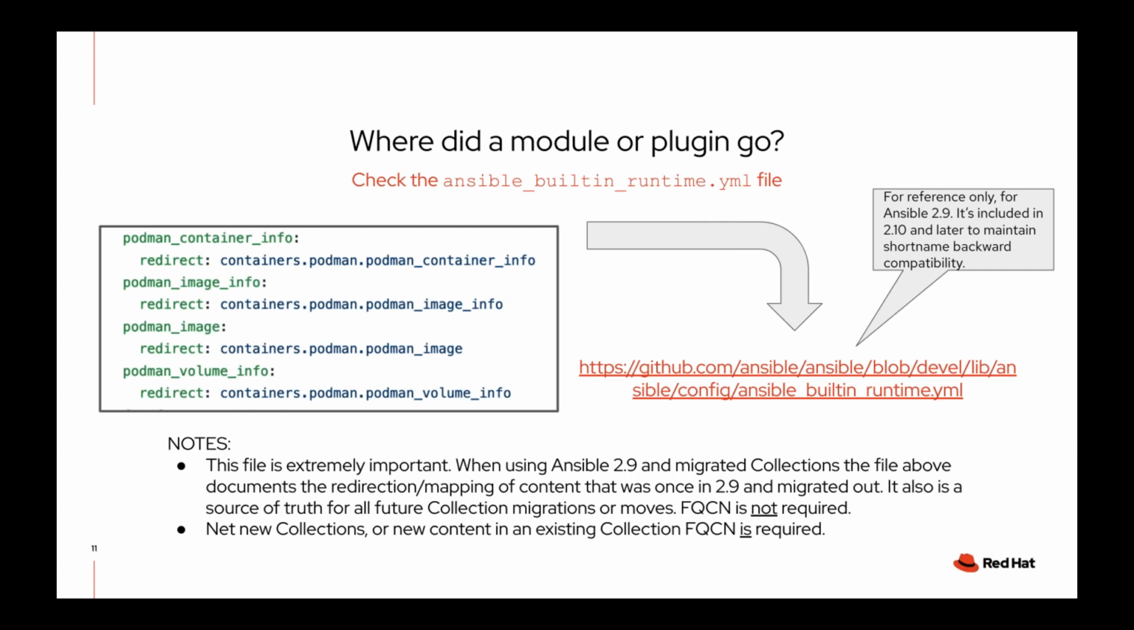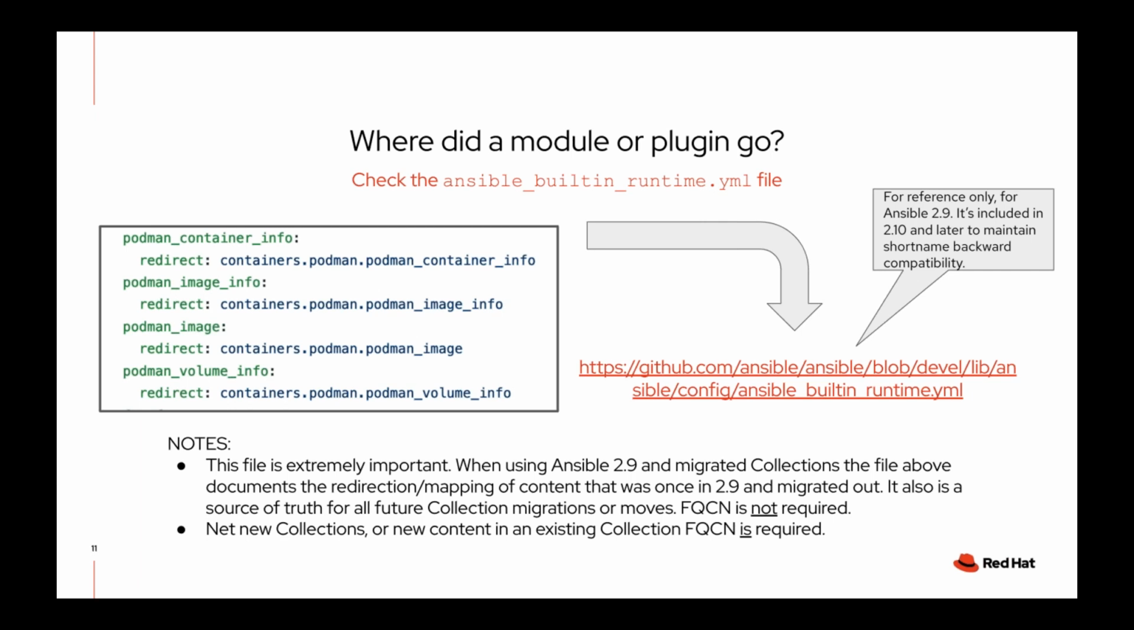But the reason why we want you to start using fully qualified collection names is because you do need them for net new content, right? You do need that if you're using Ansible 2.9 and you install some collections that were originally not in 2.9. It won't know where it is, and you will have to use that fully qualified collection name, and it'll be required. So again, don't get super hung up on this.